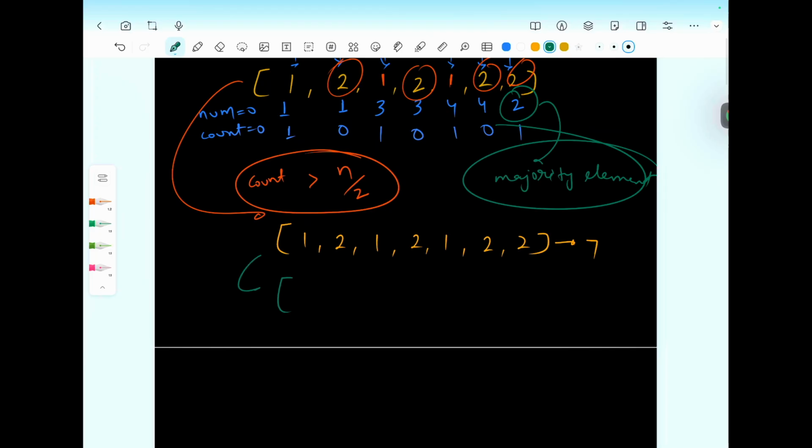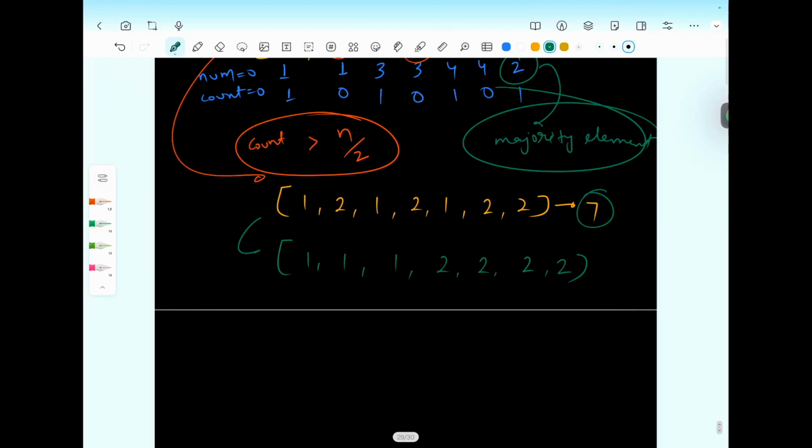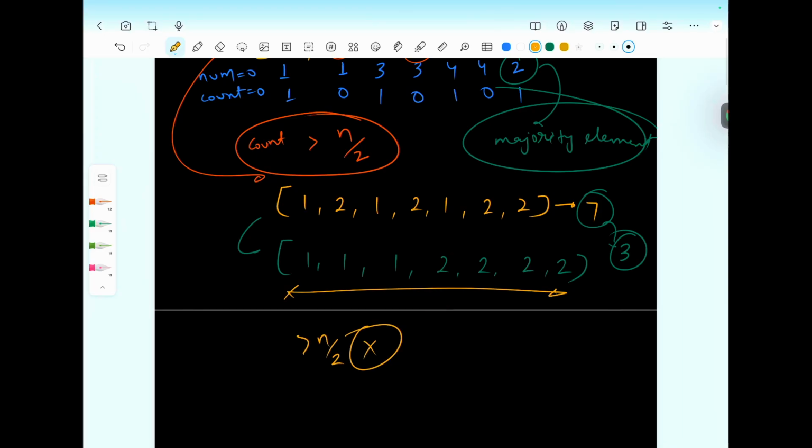Because if you sort this array, it will become something like this, and the array size is 7. If you divide it, it becomes 3. So it means you are making a partition in the array. If your partition lies somewhere here, is it possible for two elements to have a count greater than n by 2? No, right? Because 3 elements are on this side and 3 elements are on that side. So only one extra element can decide which one is your majority element. You cannot put in an extra one.